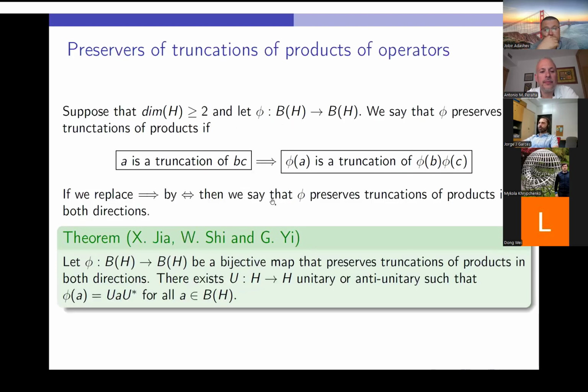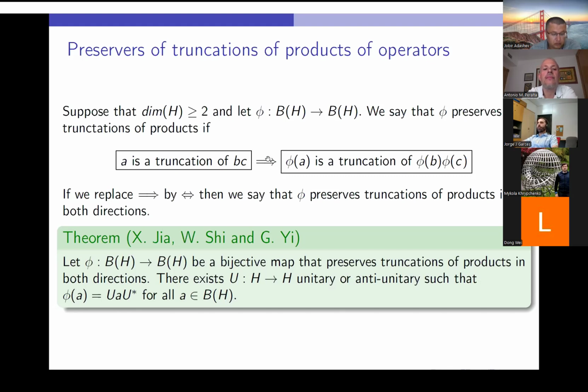Later, okay, these are not the same. One of them is the same author, but the other two are Jia and Shi. They take a non-necessarily linear bijective mapping that preserves truncations of products of operators. So what they do is that they study this property, right? So you have A is a truncation of this product, then phi of A is a truncation of the product of phi of B and phi of C. And this is called preserving truncation of products.